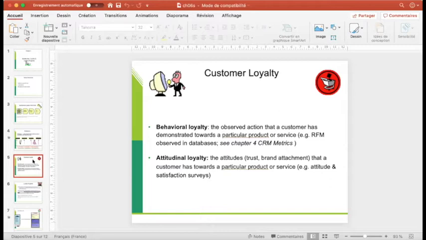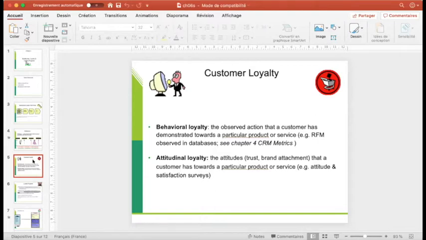recency, frequency, monetary amount, the purchase basket, the relationship duration. So all these are behavioral loyalty indicators. This is what we saw in chapter 4 about CRM. It's also share of wallet. So all these behavioral indicators are indicators of behavioral loyalty.